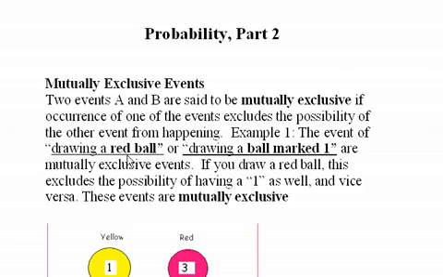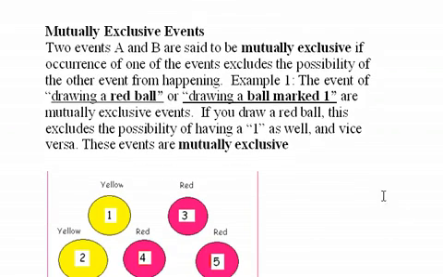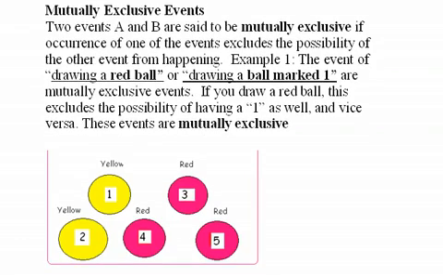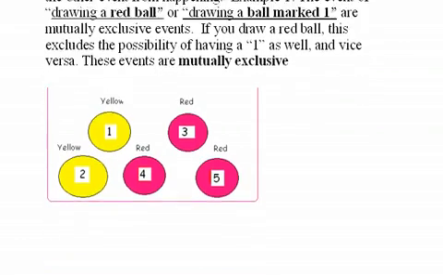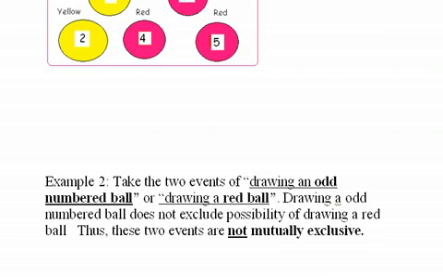Example 1. The event of drawing a red ball or drawing a ball marked 1. If you look at these two events, they're mutually exclusive events. If you draw a red ball, you can't get a ball that's marked 1, right? And vice versa, if you draw a ball marked 1, it excludes the possibility of having a red ball. So these two events are mutually exclusive. Let's look at another example.